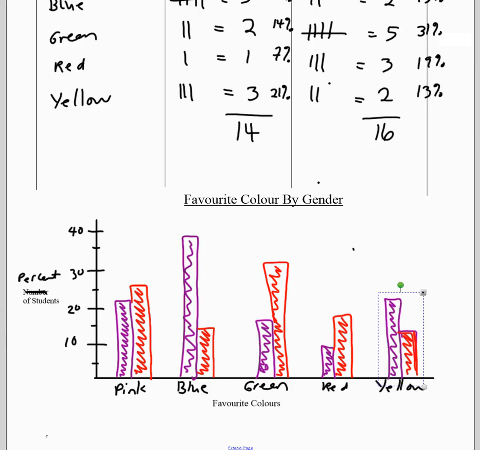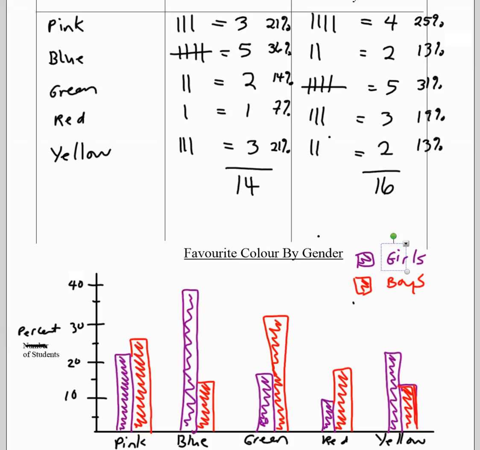So anytime you do a comparative bar graph, you need to add a legend that tells you that the purple one is what the girls thought and the red one is what the boys thought. Now you can ask questions, or you can answer questions like, what is the girls' favorite color? And you can clearly see that blue is the girls' favorite color and green is the boys' favorite color. You can also ask things like, who likes pink more, boys or girls? And so based on that, you can compare.